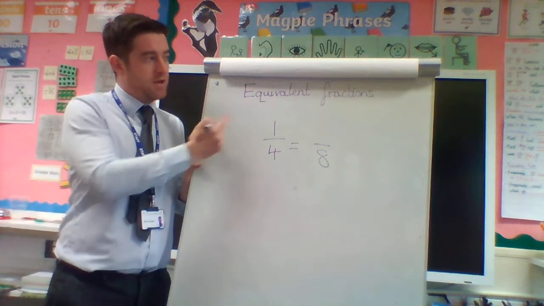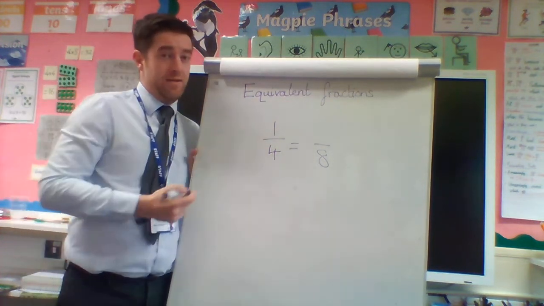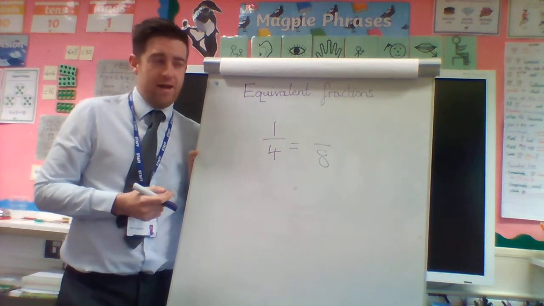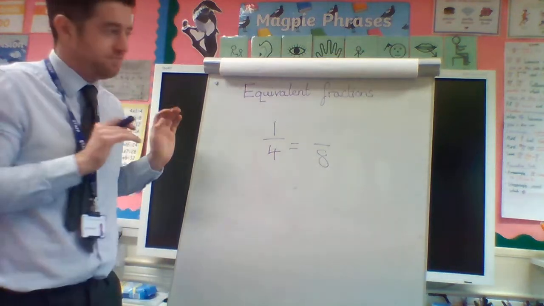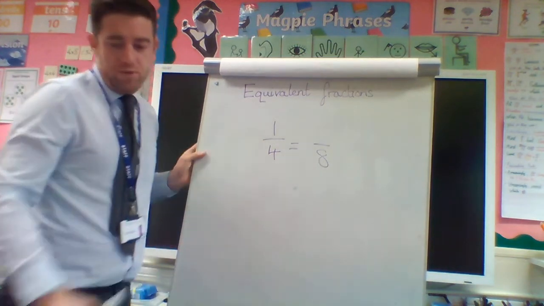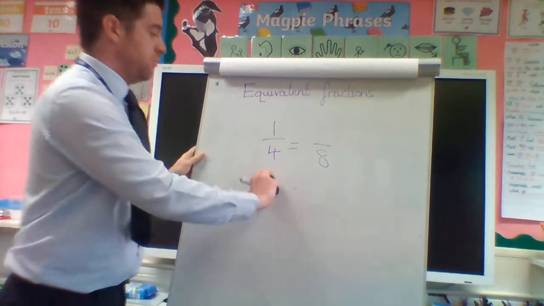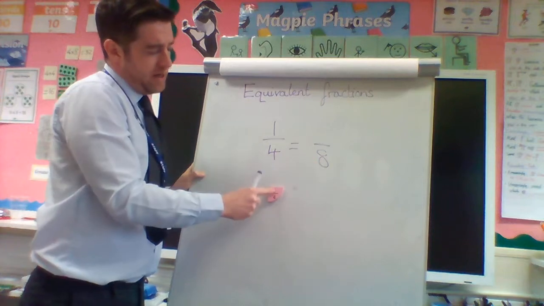Today we're going to be talking about equivalent fractions. The word equivalent means the same, equal. So we're talking about fractions that are equal today, fractions that are the same. So first of all, we've got 1/4 here, so I've written 1/4, and I want to know how many eighths are the same as a quarter.